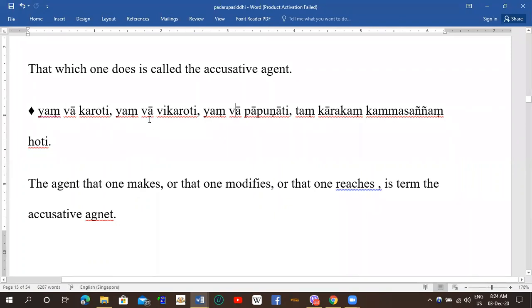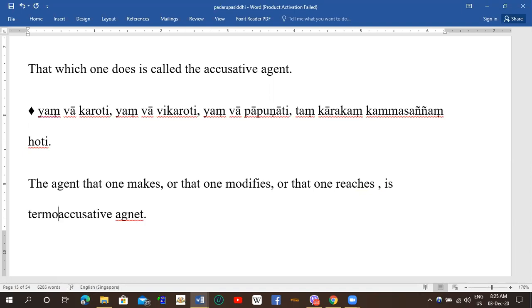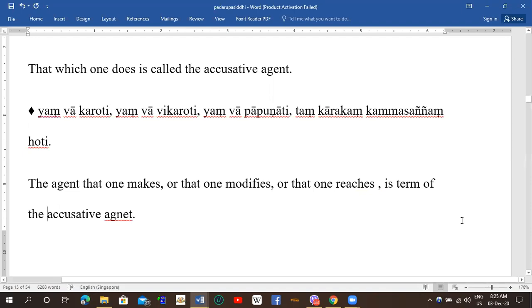Okay, yang wa vikaroti. Vikaroti, that one modifies. The agent that one modifies. Okay, papunati. Papunati, that one reaches, and the tongue of the adjudicated agent. Tankaraka, Kamasenya. Okay, translation is easy, easy to understand.